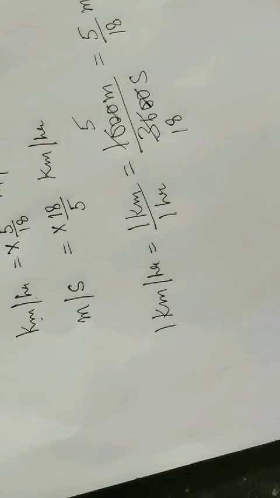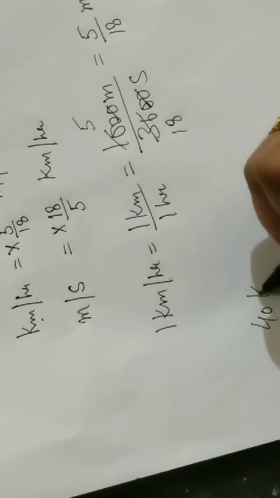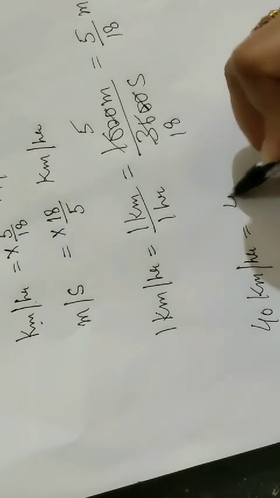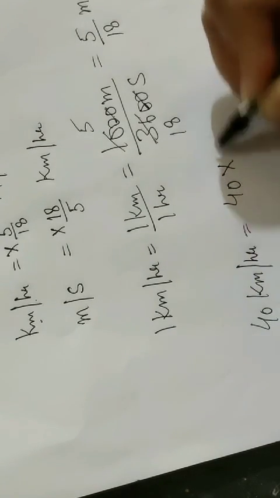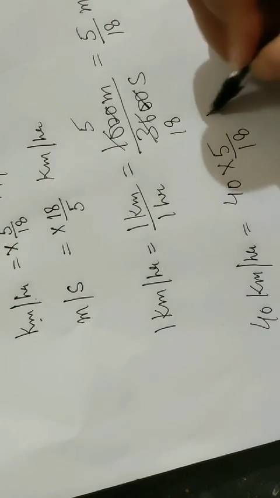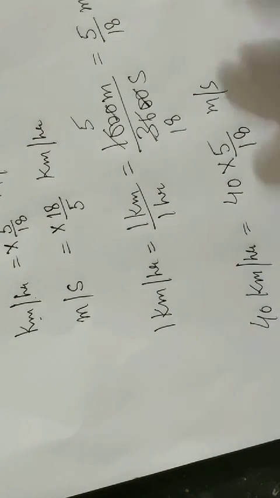Suppose you have to convert 40 km per hour into meter per second, what will you do? You just simply multiply 40 with 5 divided by 18 meter per second and find out its answer.